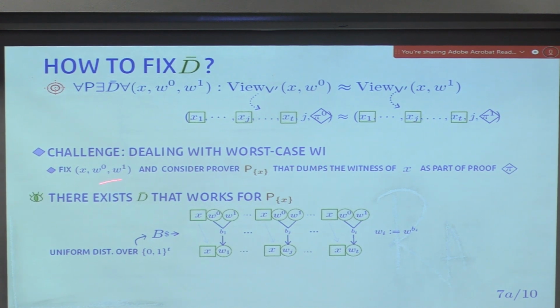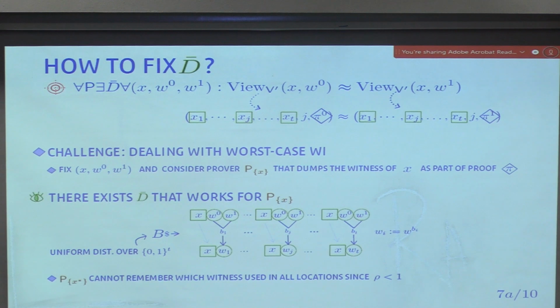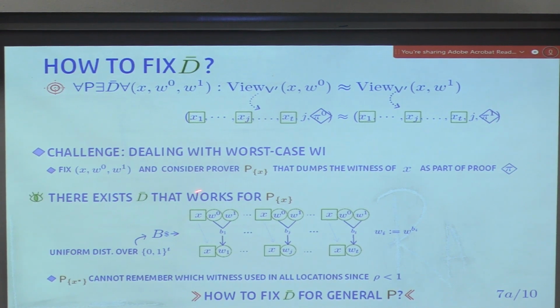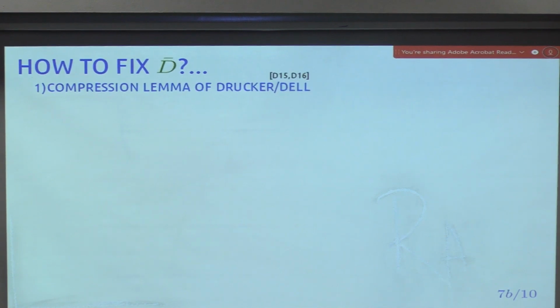So the distribution is clear, right? It just samples one of the two witnesses at random, and intuitively, the prover cannot recall all the decision bits, and therefore there is intuitively WI. Yeah. And so it seems if you fix the prover, then this pathological prover, there is some hope. But what about, as Manoj was asking, arbitrary provers? And that's what we will see next.